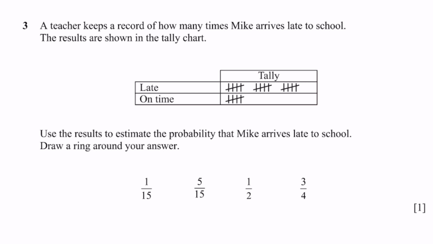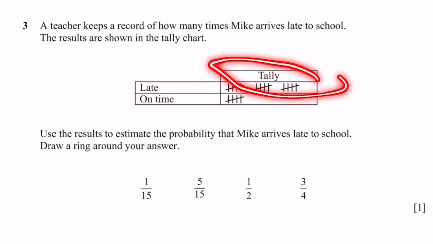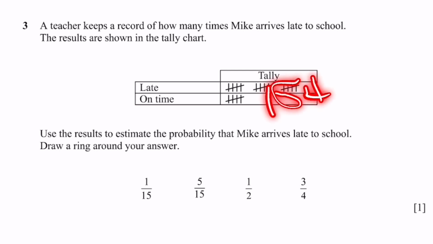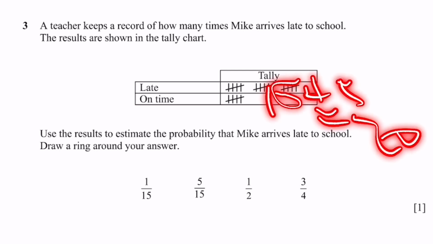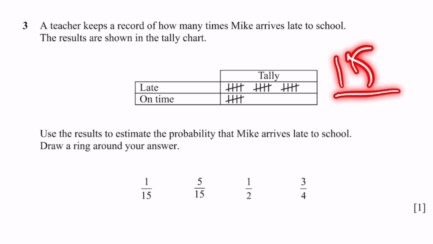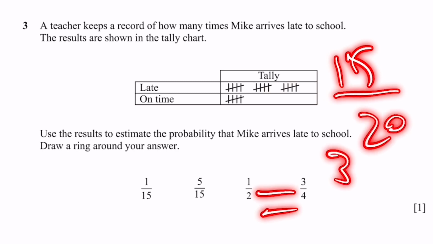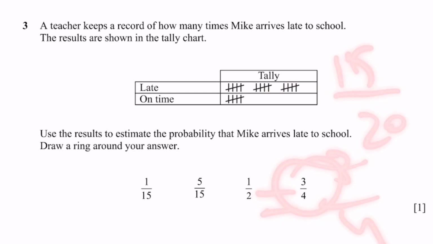Question 3. A teacher keeps a record of how many times Mike arrives late to school. The results are shown in the tally chart. Use the results to estimate the probability that Mike arrives late to school. Draw a ring around the answer. Over here we can see we have 5, 10, 15 for late and 5 for on time. 15 out of the total 15 plus 5 is 20. So 15 out of 20 times he comes late, which means 3 by 4. And that's the answer.